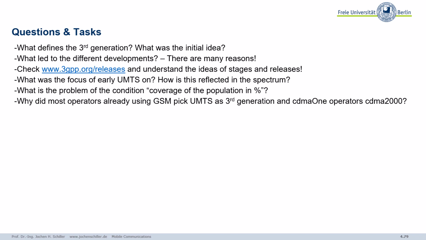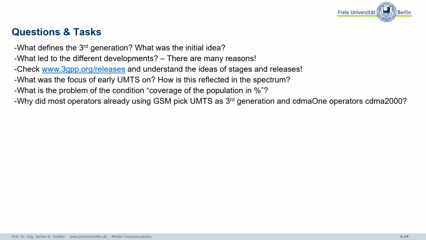Okay, that was the first part about UMTS. Back to some questions. What defines this third generation? What was the initial idea behind it? And then what really led to the different developments? There are so many different reasons for this. 20 years ago, we did not come up with the single systems. Go to the pages of 3GPP, check, understand the ideas of the stages, releases, etc.